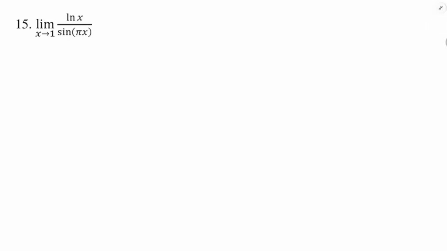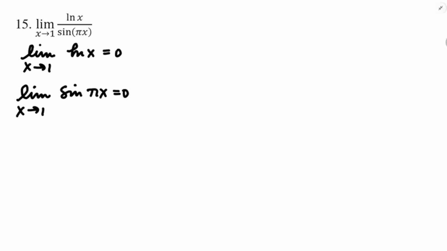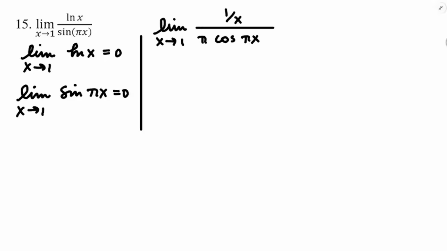Okay, as x approaches 1, log x over sine of pi x. These are both going towards 0 as x approaches 1, so I'm going to show those separately. The limit of log x is 0, the limit of sine of pi x is 0 as x approaches 1. I'm going to apply L'Hopital's rule. I'll take the derivative of log x and get 1 over x, and the derivative of sine pi x and get pi cosine of pi x. Thinking about x approaching 1, I'll get 1 over 1 in the numerator and pi times -1 in the denominator, and that'll be a safe place for me to stop.